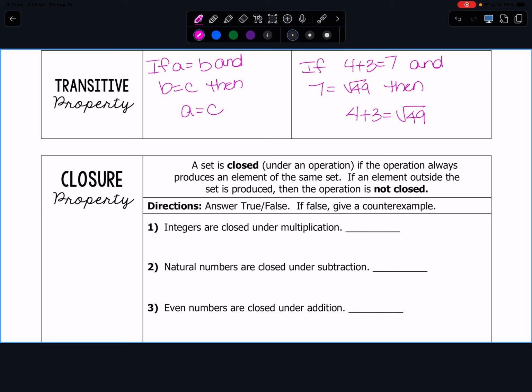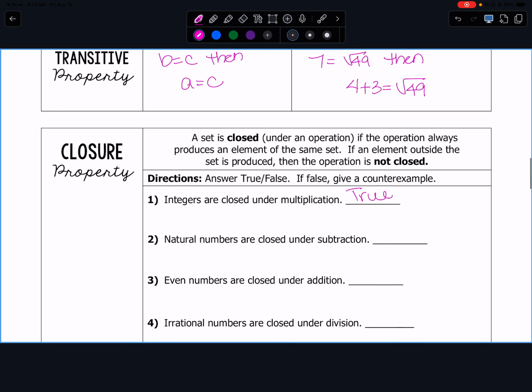So integers are closed under multiplication. Can I take 2 integers, multiply them together, and get an integer? Yes. Is there any case where you take 2 integers, multiply them together, and get a fraction? No. Because it's 2 whole numbers, right? So I can't ever get a decimal. I can't ever get a fraction if I'm multiplying. So this one is true.